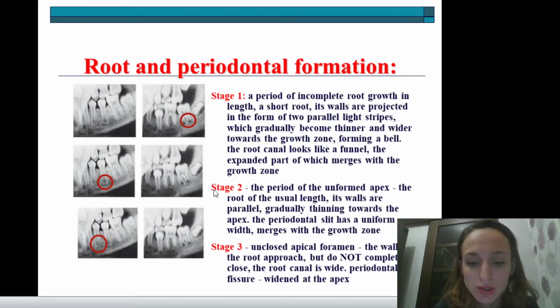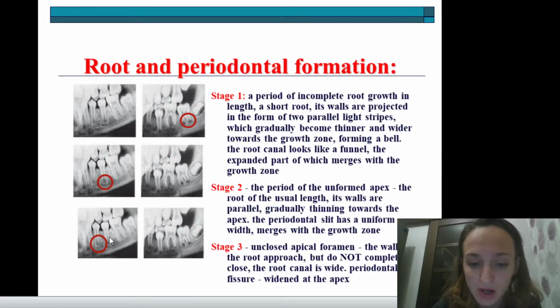Stage 2 is the period of the unformed apex. Look please on the X-ray: the root is of usual length, and its walls are parallel, gradually thinning towards the apex. The periodontal slit has a uniform width and merges with the growth zone.